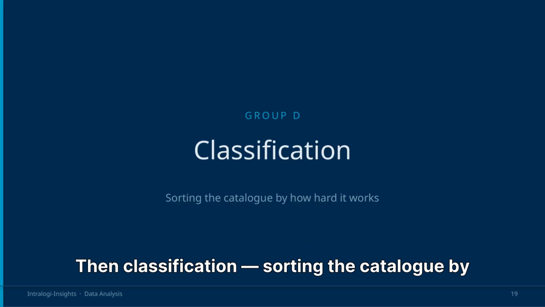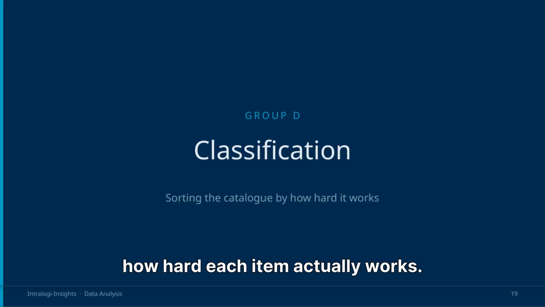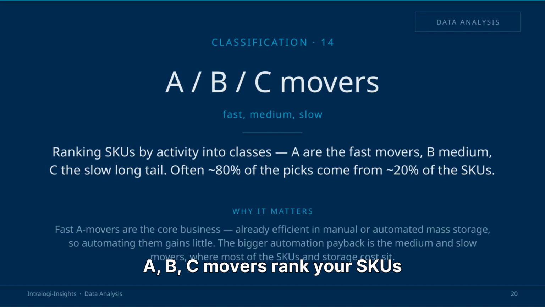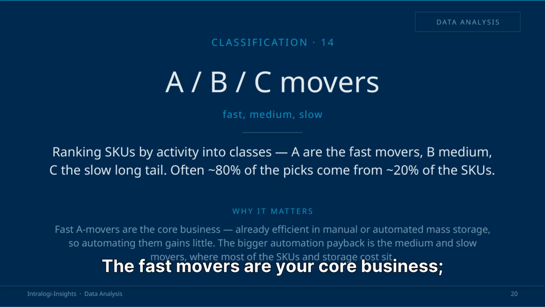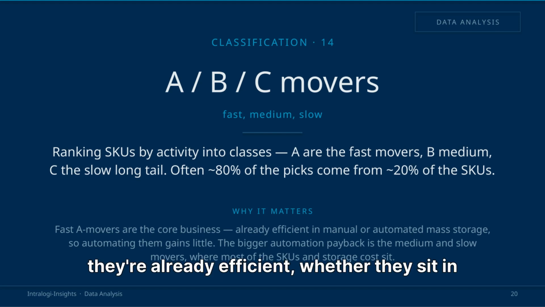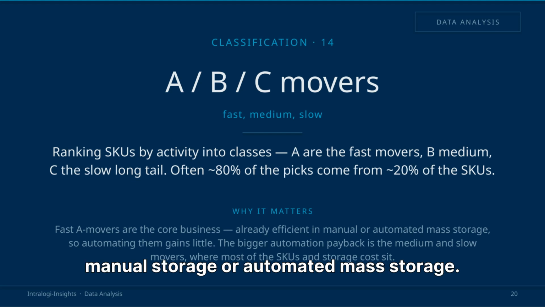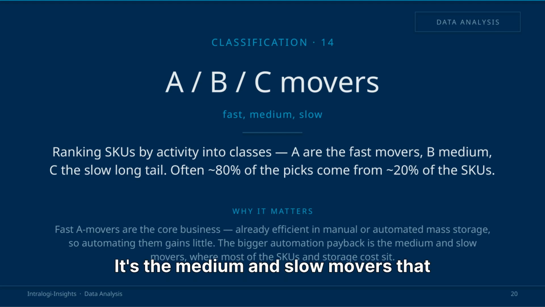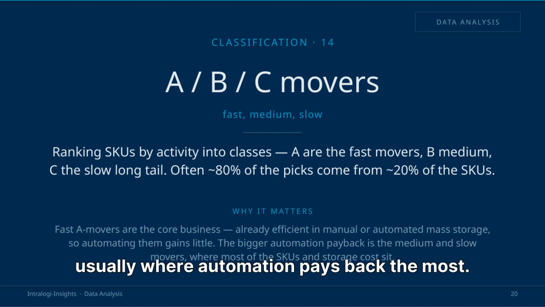Then classification, sorting the catalog by how hard each item actually works. A, B, C movers rank your SKUs by activity. A are the fast movers, C is the slow long tail, and usually 80% of the picks come from 20% of the items. But here's what people get wrong. The fast movers are your core business. They're already efficient, whether they sit in manual storage or automated mass storage. It's the medium and slow movers that hold most of your SKUs and most of your storage cost, so that's usually where automation pays back the most.